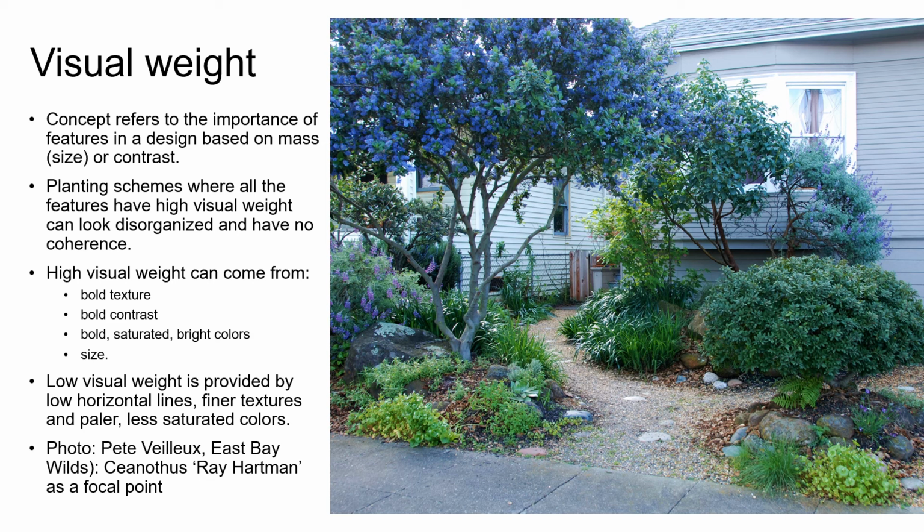So what do we mean by high visual weight? Basically, high visual weight is the overuse of one or more of the elements of design. So maybe too much bold texture, too much bold contrast, too many bold, saturated, bright colors, or too much mass or size, especially relative to other features in the landscape. And there's no balance. This concept of visual weight is closely linked to balance and proportion, and we'll come back to both of these in the unit on the principles of design.